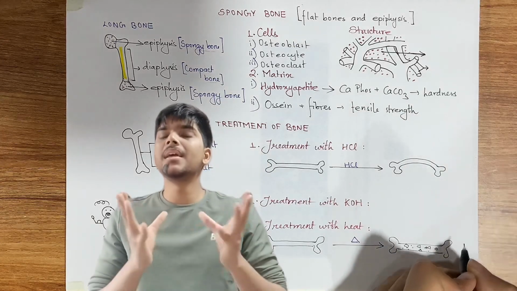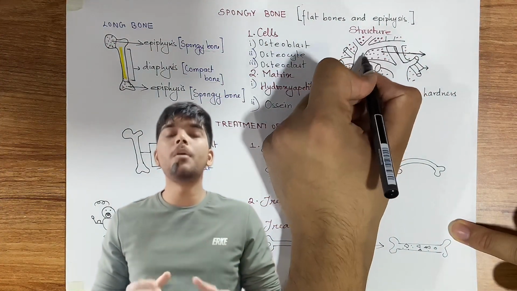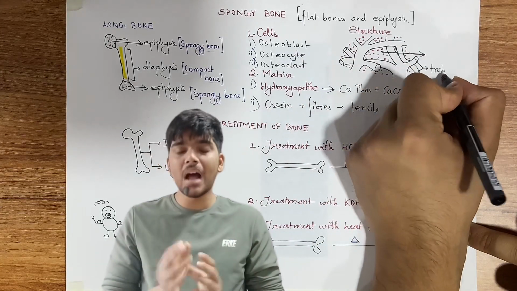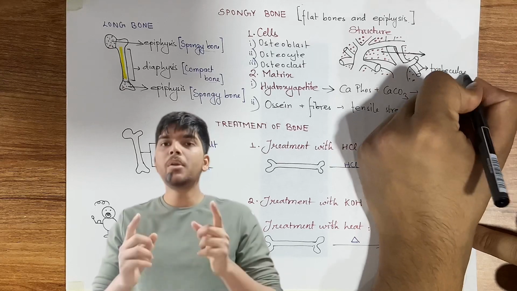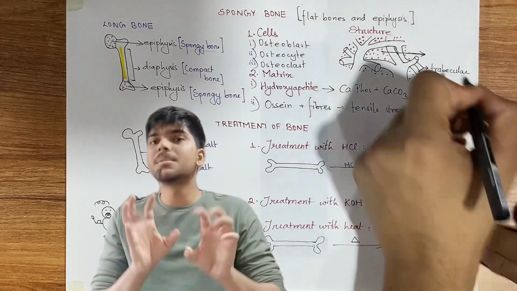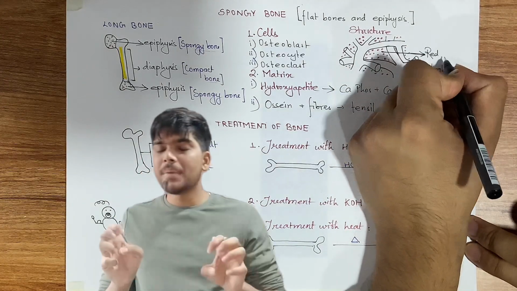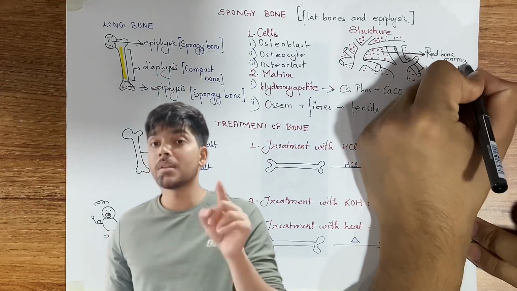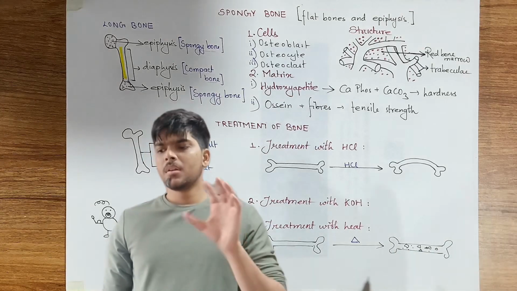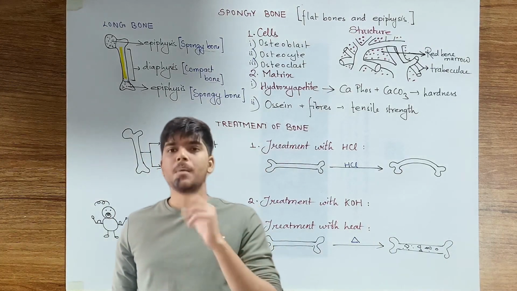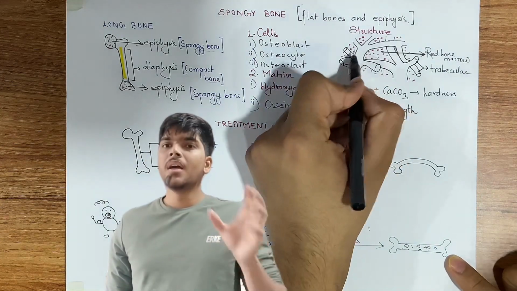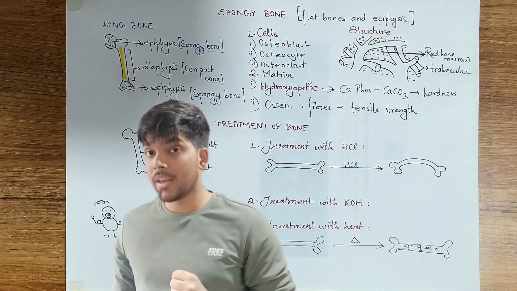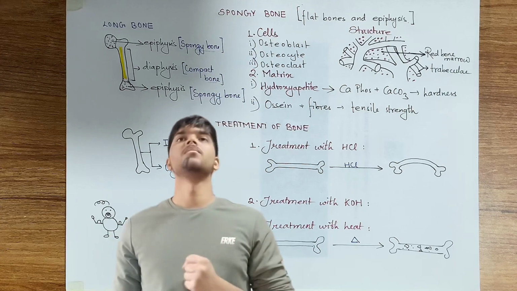Spongy bone is present in the form of branches. That is, it is highly branched, and these branches are known as trabeculae. Between these branches, there are empty spaces, and these empty spaces are filled with red bone marrow that is responsible for formation of blood after birth. Due to these spaces present in between trabeculae, the bone gives a sponge-like appearance. That's why it has been given the name spongy bone.